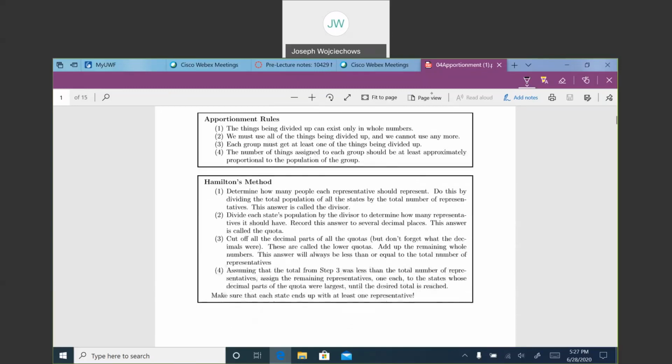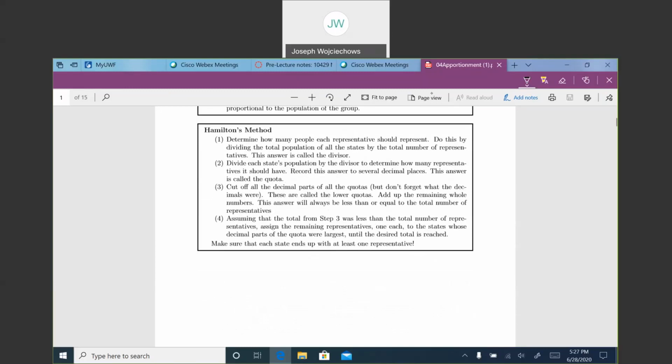So first it was Hamilton. Hamilton's method is to determine how many people each representative should represent. We do this by dividing the total population of all the states by the total number of representatives. This is called the divisor. Then we divide each state population by the divisor to determine how many representatives it should have. We record this answer to several decimal points. This is called the quota.